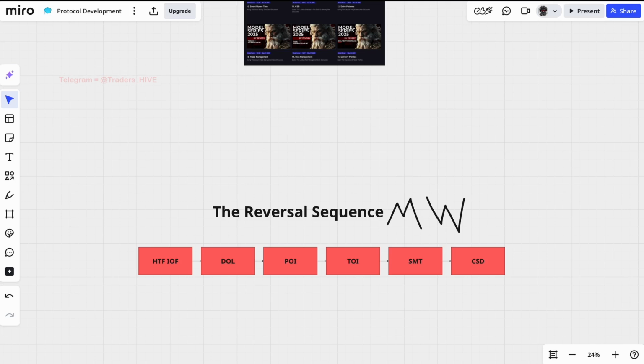So what's important to note is that the reversal sequence looks like the following, where you can see that it begins with higher time frame institution order flow. This right here is very important. If you are unable to define the higher time frame institution order flow, you cannot continue moving forward, meaning your focus must first of all be on determining the higher time frame institution order flow.